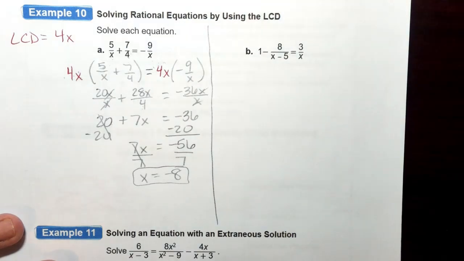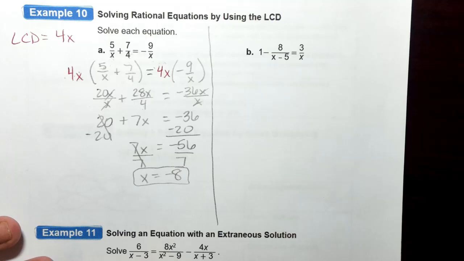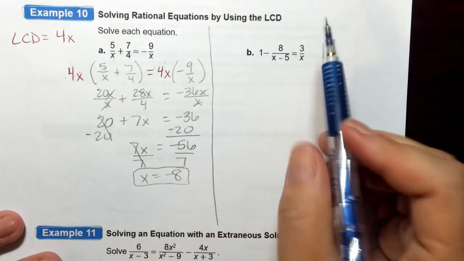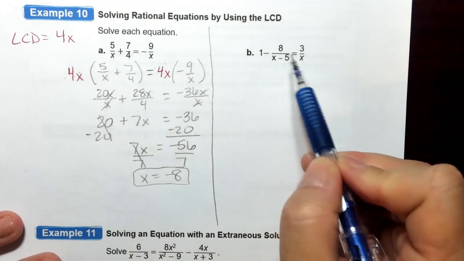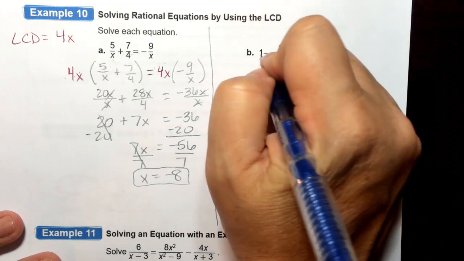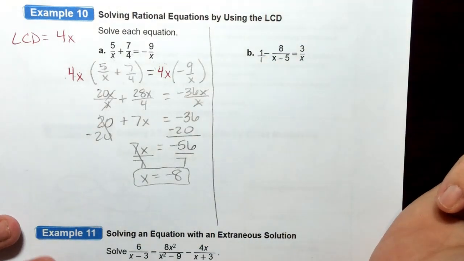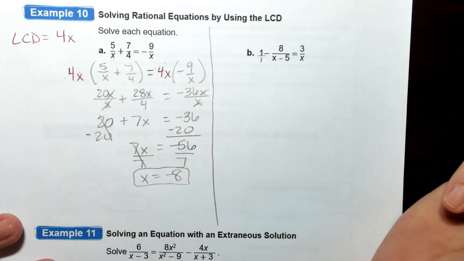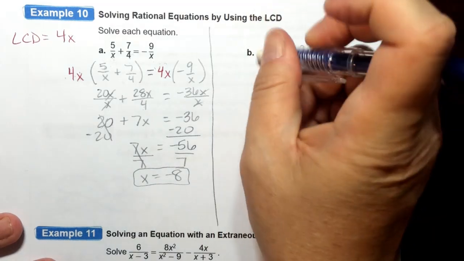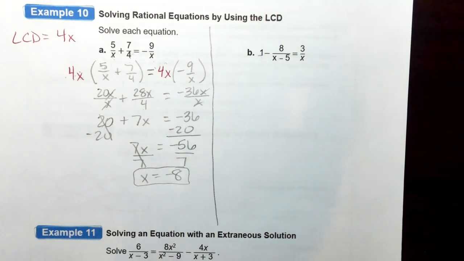All right, let's look at part B. So part B is a little different because we have a whole number, then we have this, and we have this. But remember, a whole number is the same as anything over 1. So if you want to look at that as a fraction, you could think about it as 1 over 1. All right, I'm just going to let it be for now.